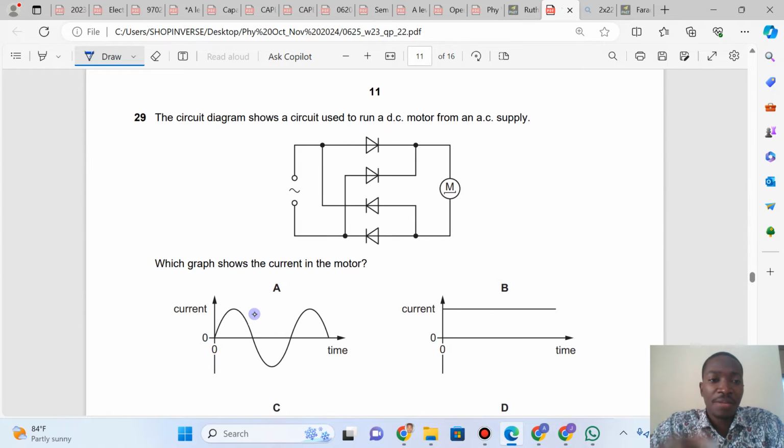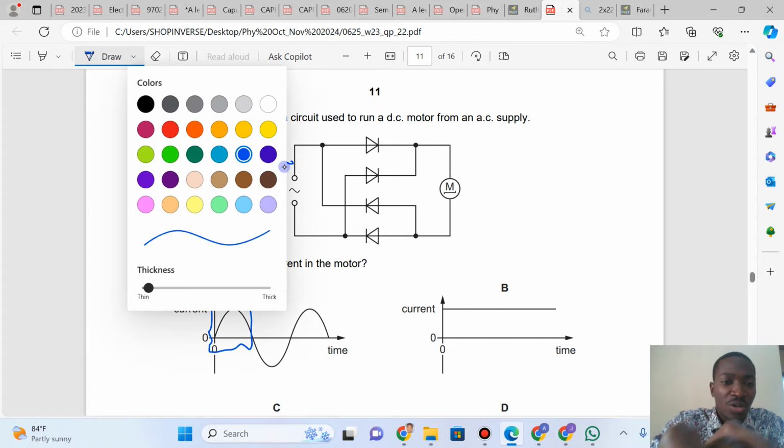Question number 29. The circuit diagram shows a circuit used to run a DC motor from an AC supply. So the AC power supply will be here, and this will be powering a DC motor. Which graph shows the current in the motor? Now look at this. During the positive half cycle, the top here will be positive, while down here will be negative.